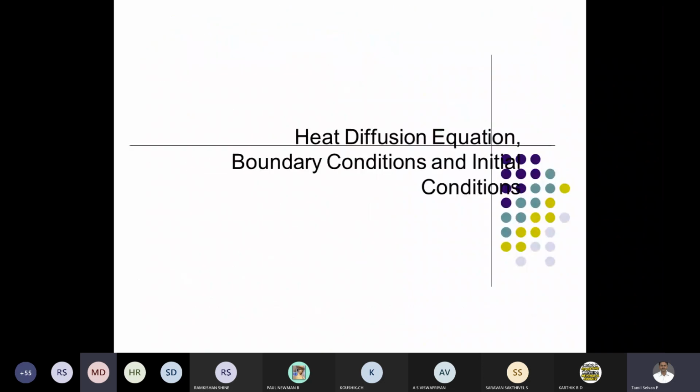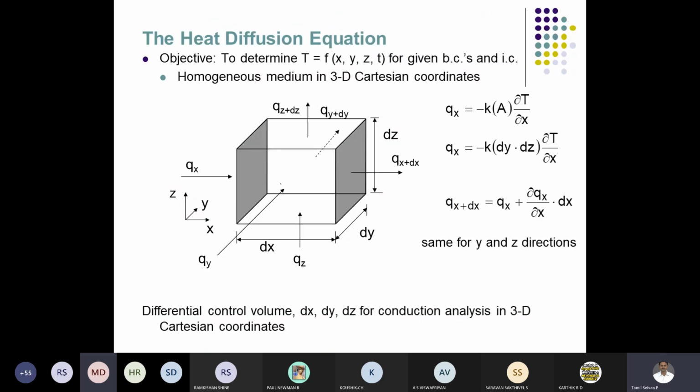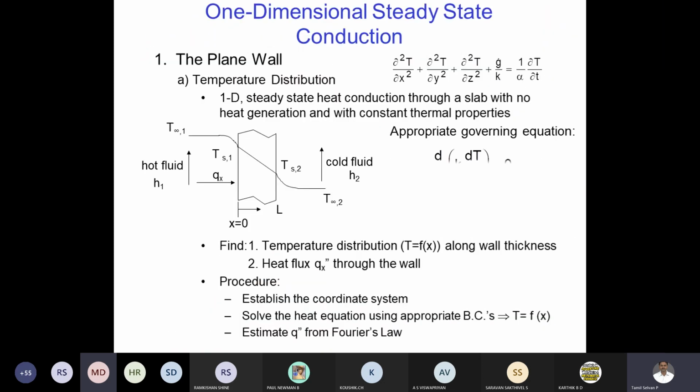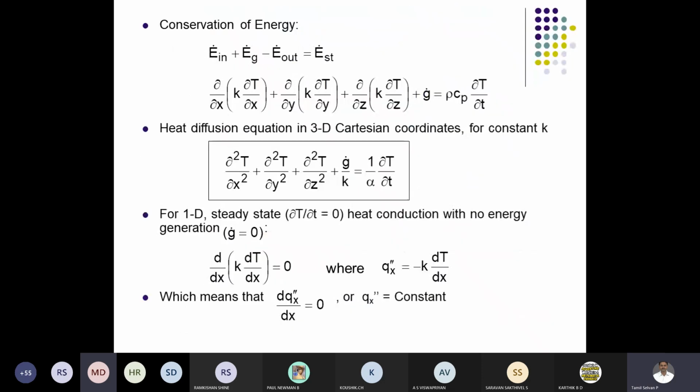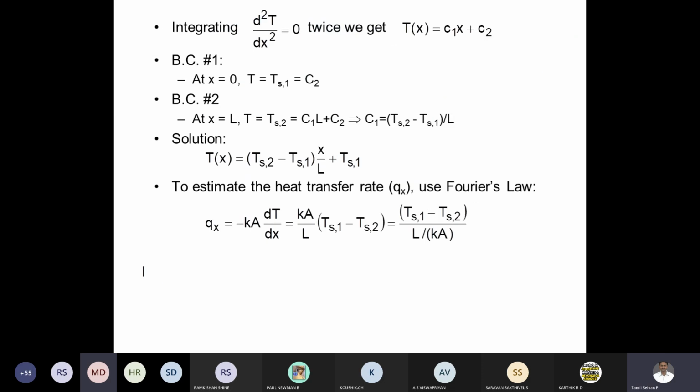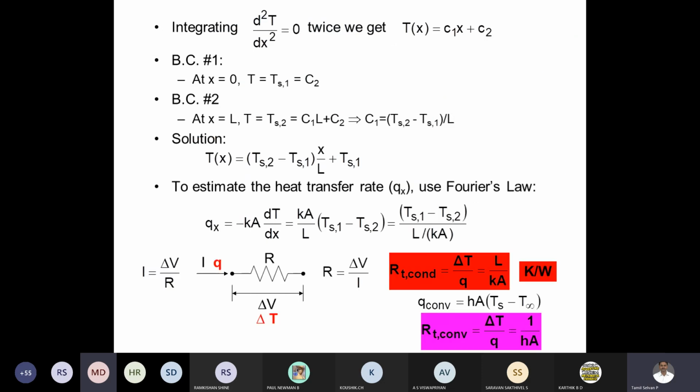What is thermal diffusivity? I think it is K by rho c. Am I correct? Thermal diffusivity is given by alpha, which is nothing but K divided by rho into Cp, where K is the thermal conductivity, rho is the density, and Cp is the specific heat capacity. So that is defined as alpha. The thermal diffusivity gives us an idea of how fast the heat gets transferred.